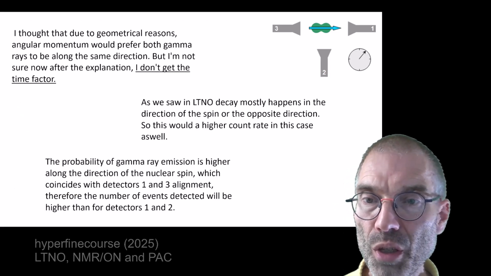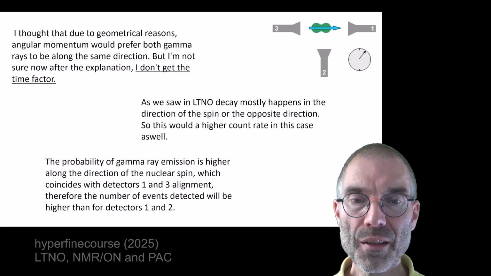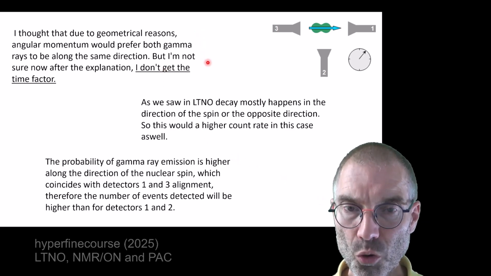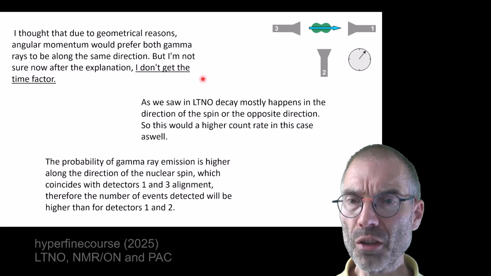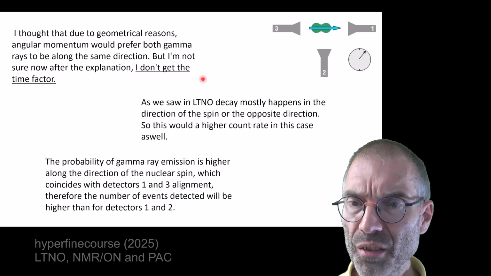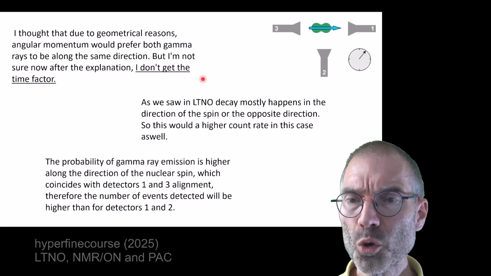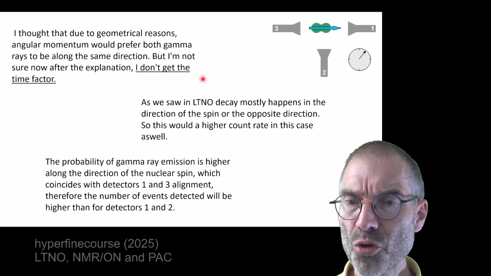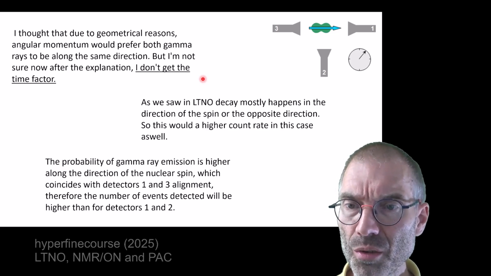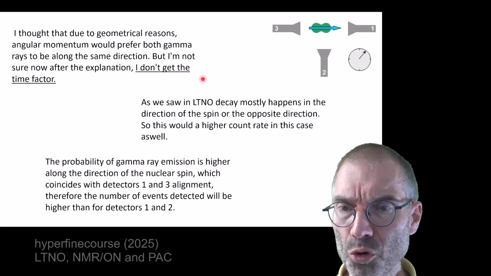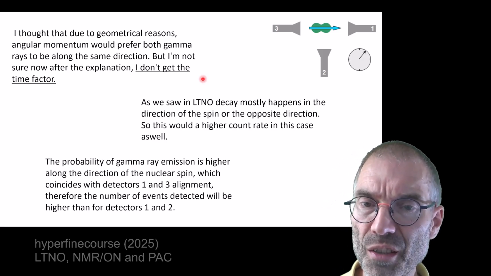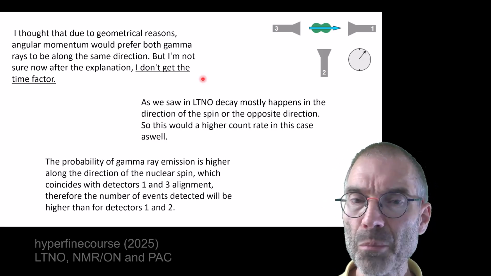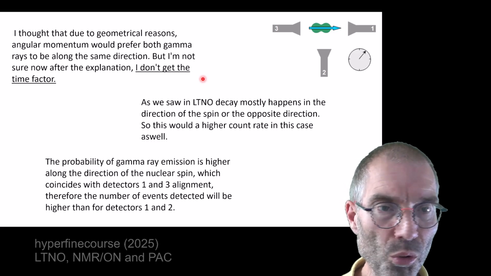And here your answers are, well, one answer where there is a bit of confusion. So I thought that due to geometrical reasons, angular momentum would prefer both gamma rays to be along the same direction, but I'm not sure. After having seen the explanation in the video, I don't get the time factor. I don't get the role of time here.